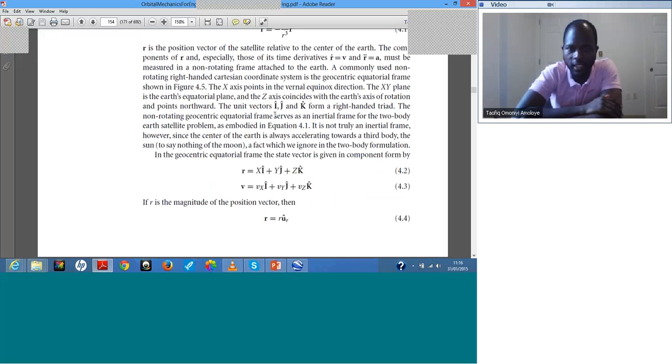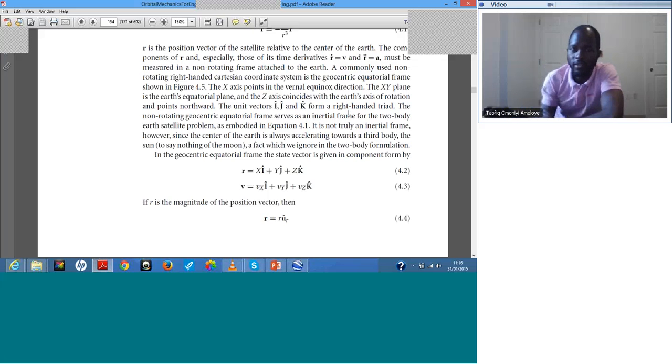The unit vectors IJK, this time in capital letters, because we want to make them different from other kinds of Cartesian coordinate systems, just to show that these are referenced to the celestial frame, the geocentric equatorial frame, which is used with the celestial sphere. So the unit vectors IJK form a right-handed triad. The non-rotating geocentric equatorial frame serves as an inertial frame for the two-body Earth satellite problem, as embodied in equation 4.1.